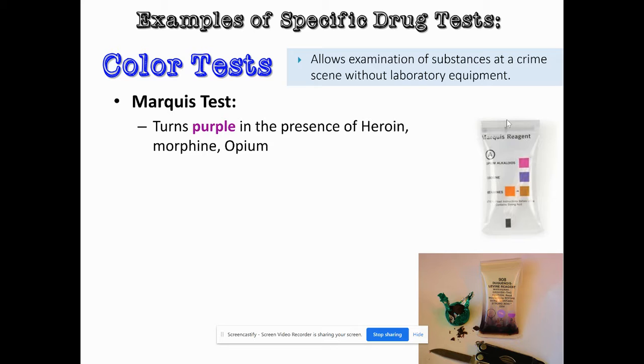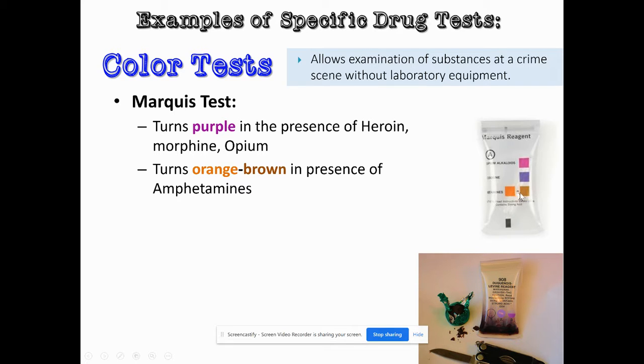Okay, so one of these tests is a Marquis test. If there's heroin, morphine, or opium, or any type of opiate, you mix it in there and it will turn purple. Okay, so we get a color test. Are there other things in the universe that might make it turn purple that are not those substances? Yeah, probably. So that's why this would be a presumptive test.